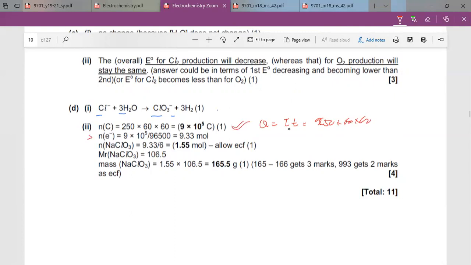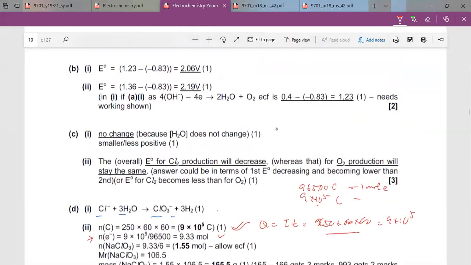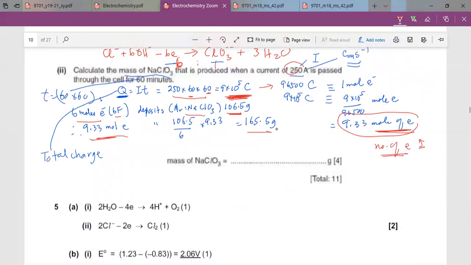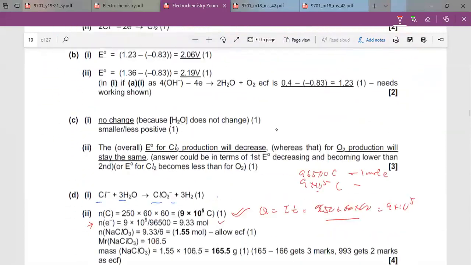And then they change it to number of moles of electrons. So remember, 96500 coulombs give you 1 mole of electrons. So this number of coulombs, which is 9 times 10 to the power of 5, gives you how many? 1 mole. 9.33, you can see here 9.33, 1 mark. So 2 marks already.